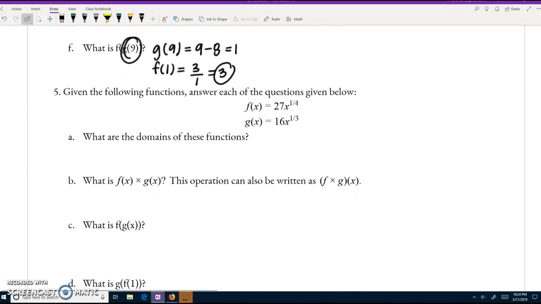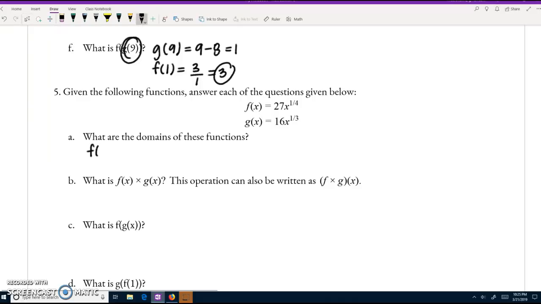Number 5 is also some more function operations and some function composition. So we have f of x equals 27x to the 1/4 power, and then we have g of x equals 16x to the 1/3 power. And first up, just like before, we are asked, what are the domains of these functions?